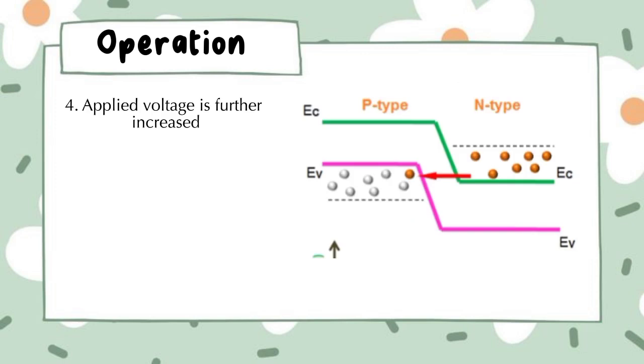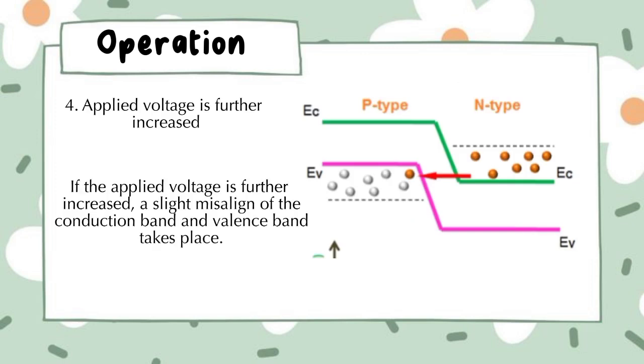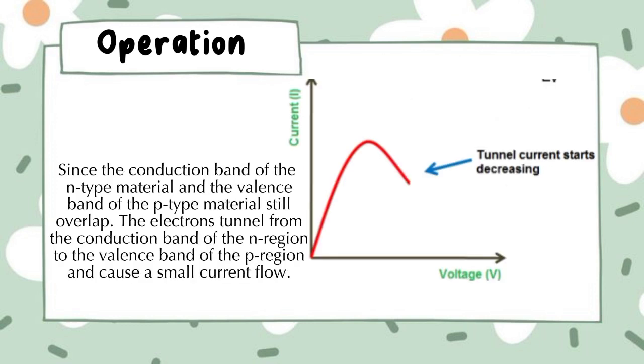4. Applied voltage is further increased. If the applied voltage is further increased, a slight misalignment of the conduction band and valence band takes place. Since the conduction band of the n-type material and the valence band of the p-type material still overlap, the electrons tunnel from the conduction band of the n region to the valence band of the p region and cause a small current flow. Thus, the tunneling current starts decreasing.